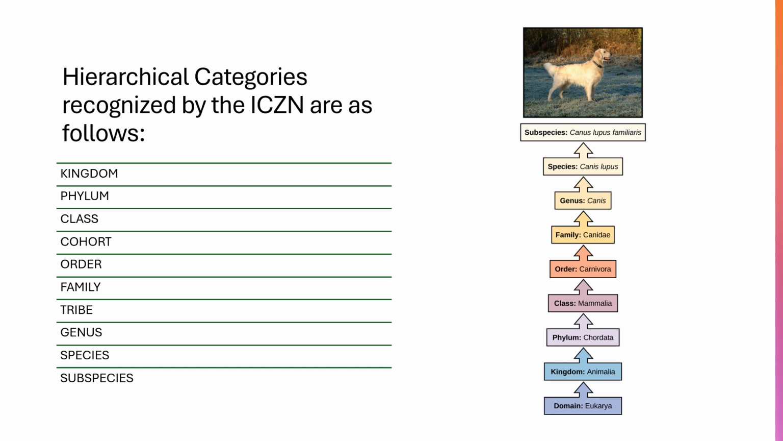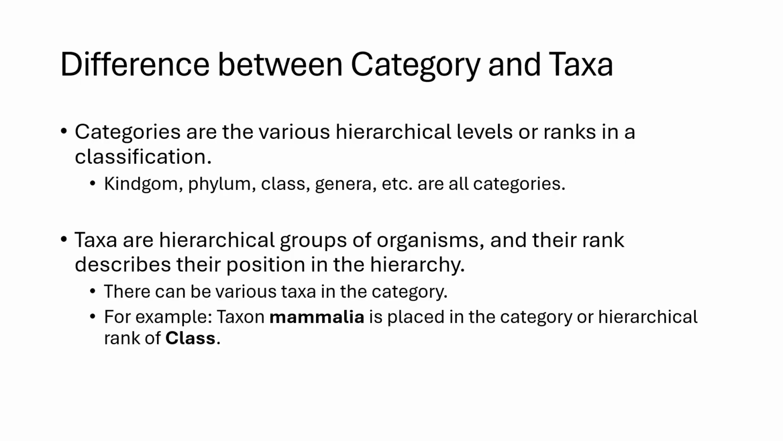Now before you get much confused, I would like to talk about what is the difference between category and taxa. So categories, as you just saw, are these. So kingdom, phylum, class, genera, all are categories. These are the hierarchical levels or ranks that are used in a classification. Taxa are the various names that are there in a category. So taxa are hierarchical groups of organisms, and their rank describes their position in the hierarchy.